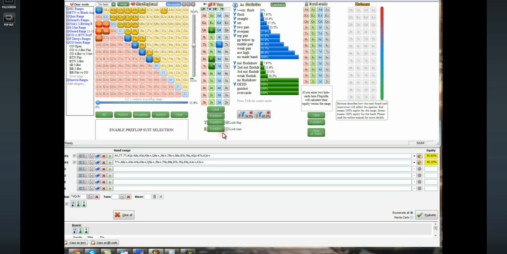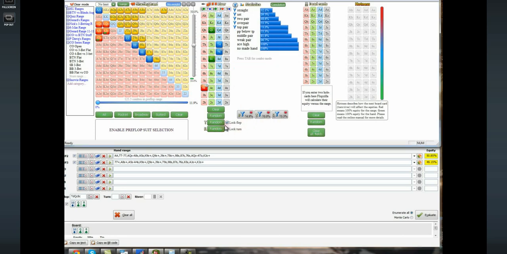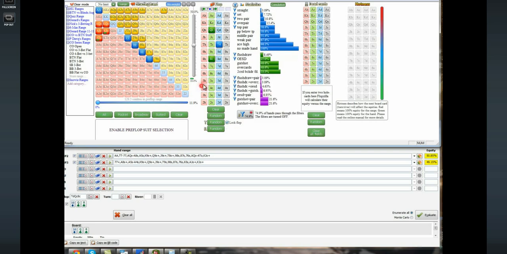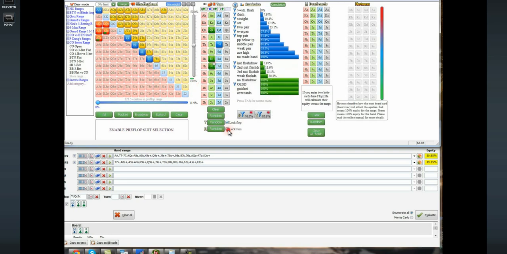I'm going to randomly generate the river now. Why did that not work? Okay, we've got to re-randomize it. Sorry, I didn't lock the turn. All right, now everything's secure. Time to randomly generate it again. All right, the six.